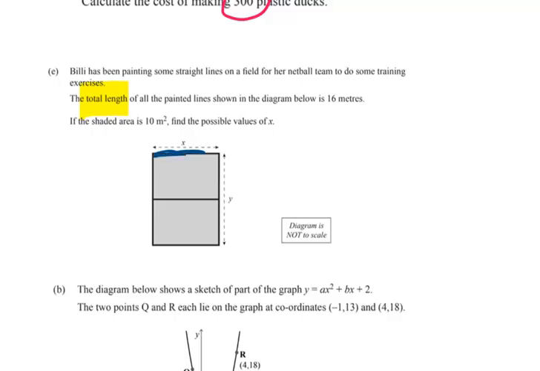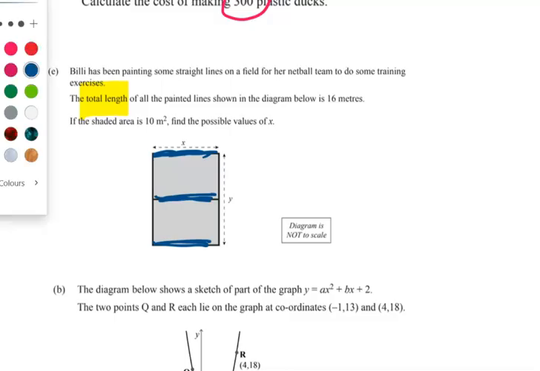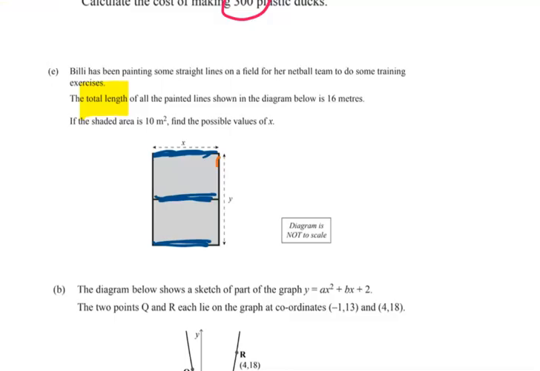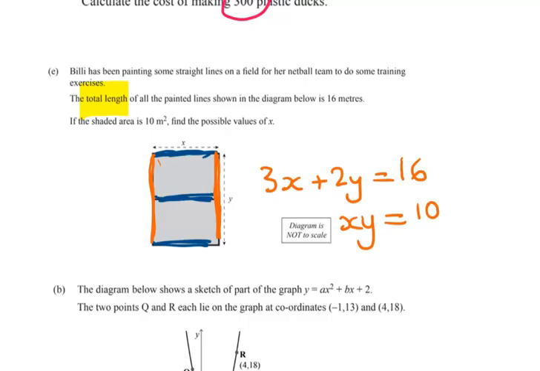So this one here is X, and we've got 3 of those. And then we've got a line down here, and we've got another line down here. They're very straight lines. So that shows me that I've got 3x plus 2y, and that's equal to 16. And we're told that the area is 10 meters squared. So the area of a rectangle is the length times the width, so x times y is equal to 10.